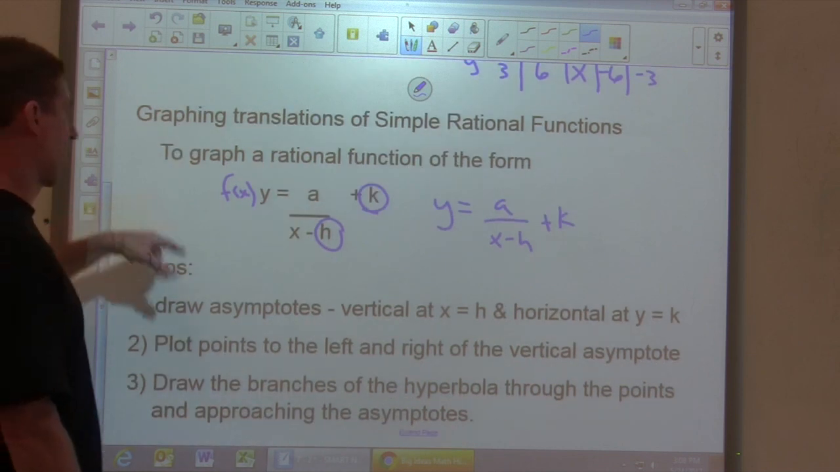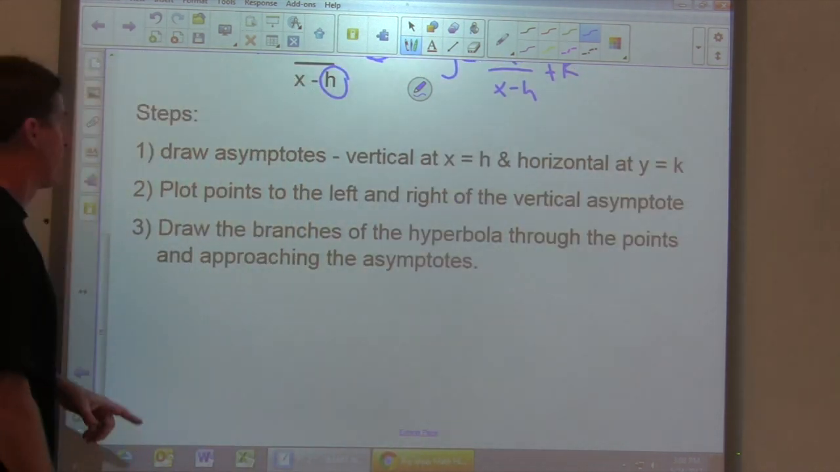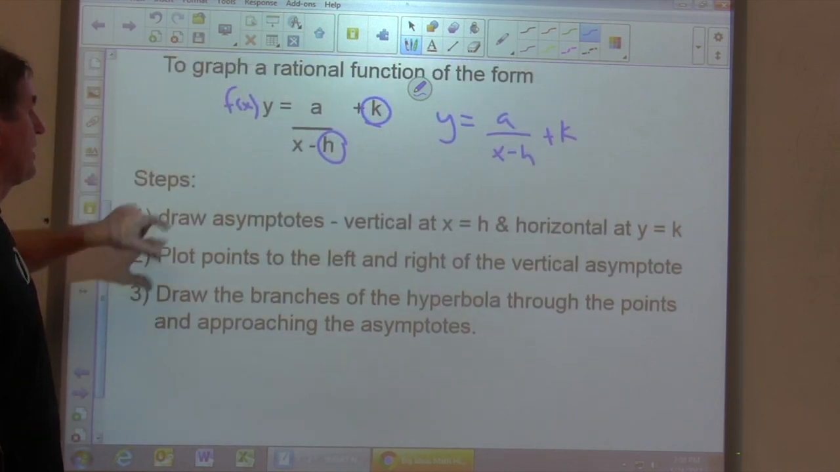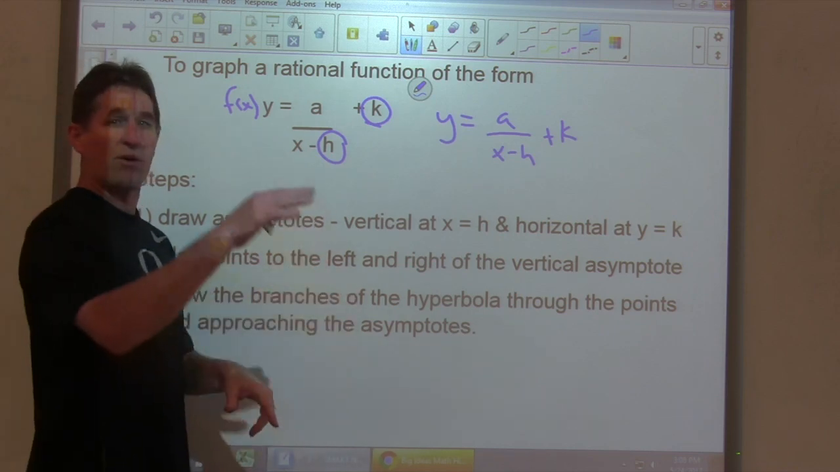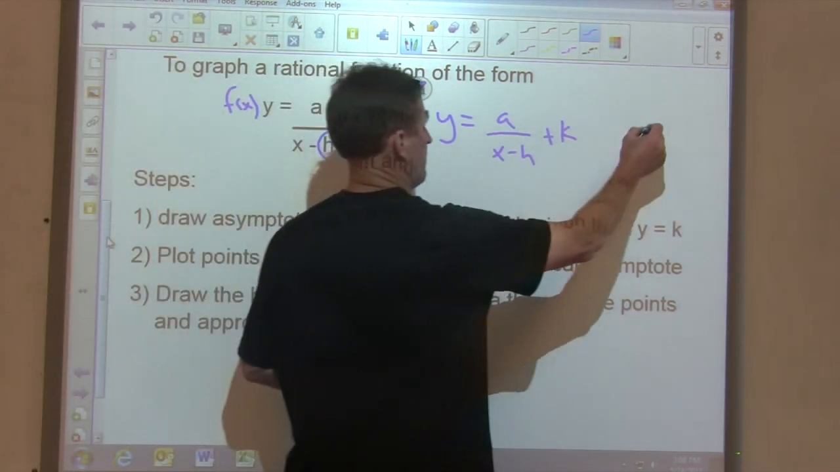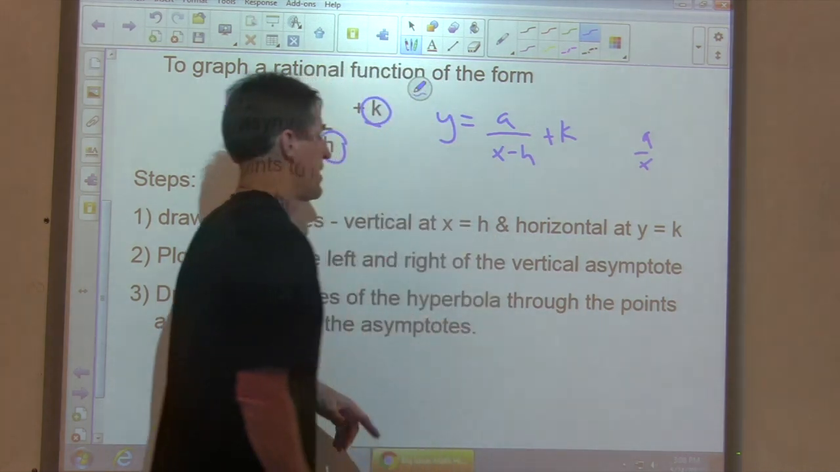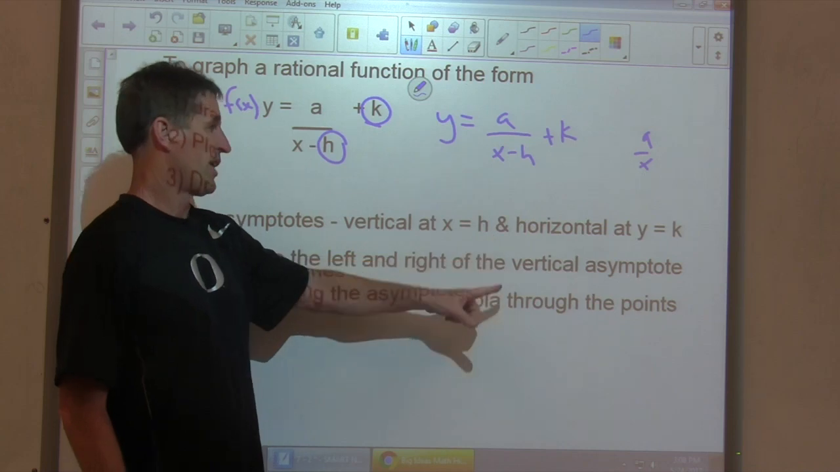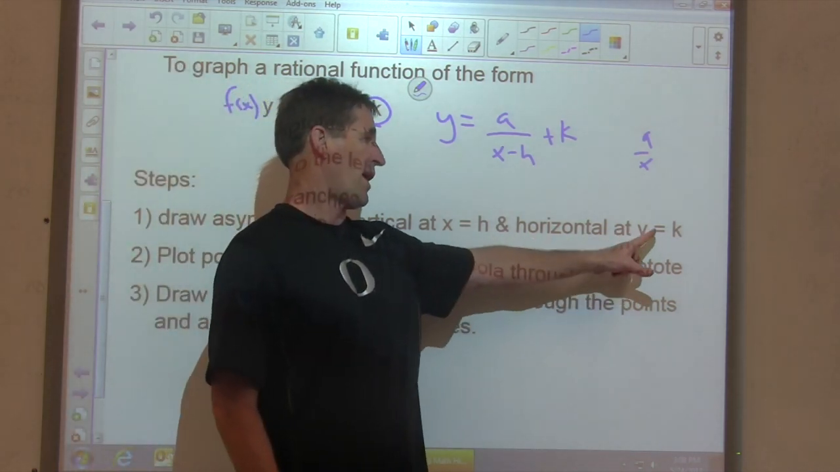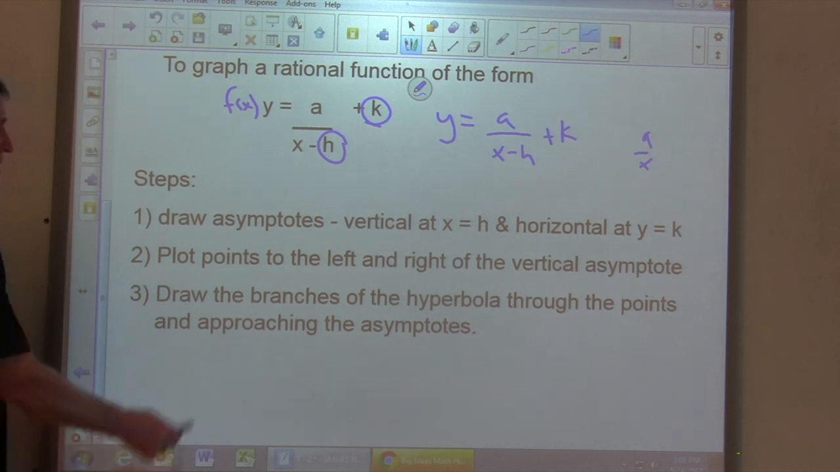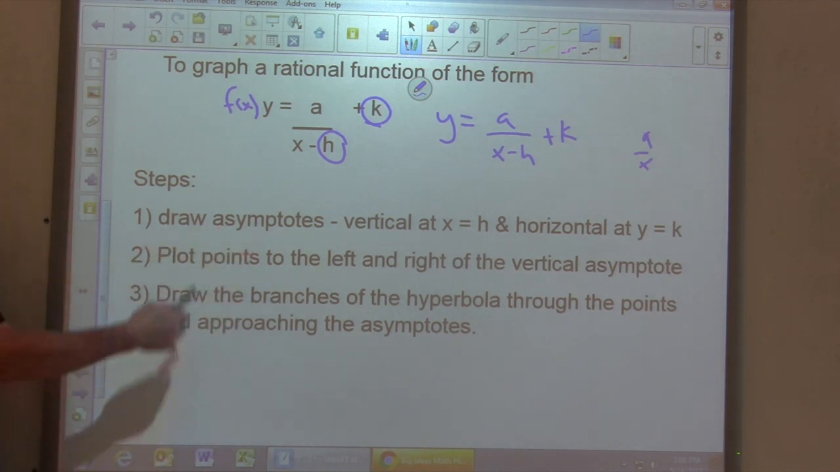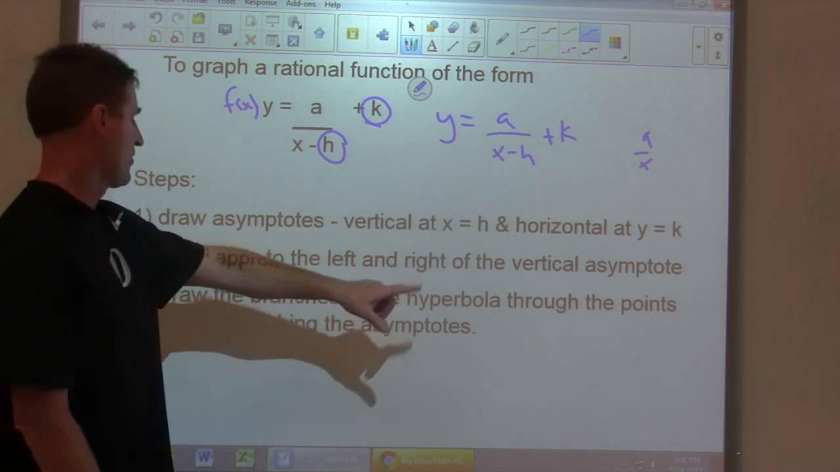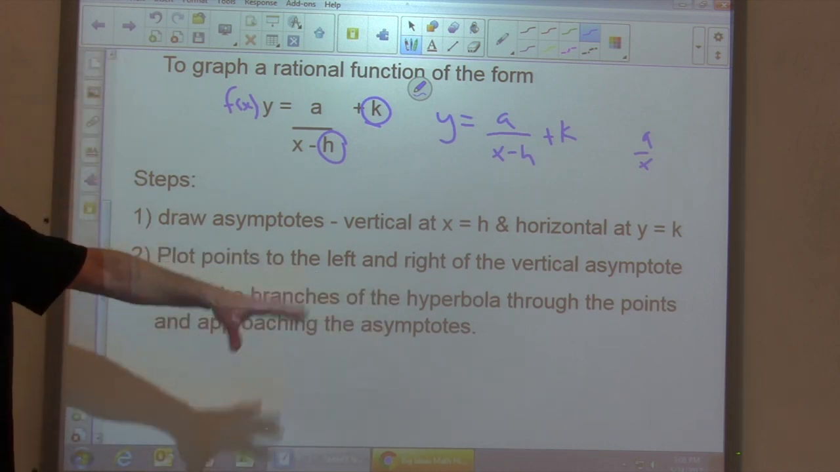So our steps to graph these. First thing we're going to do is draw in the asymptotes. Now the asymptotes change a little bit when it's in this form. Before they were at 0, 0 when it was in the form of a over x. When it's in this form, our vertical asymptote is going to be at x equals h, and our horizontal asymptote is going to be at y equals k. We're going to plot the points to the left and right of the vertical asymptote. And then we're going to draw the branches of the hyperbola through the points and approaching the asymptotes.